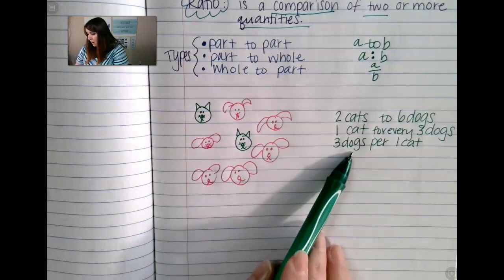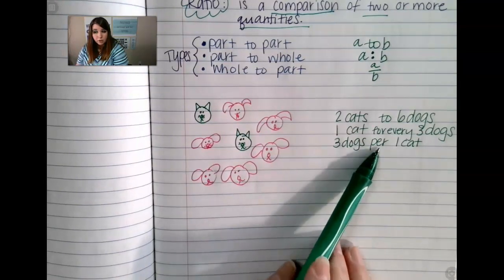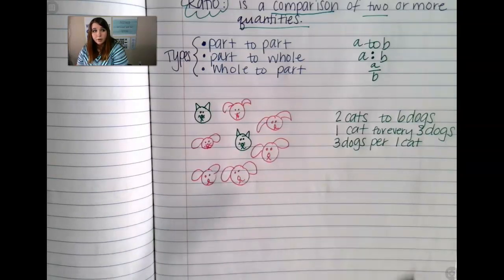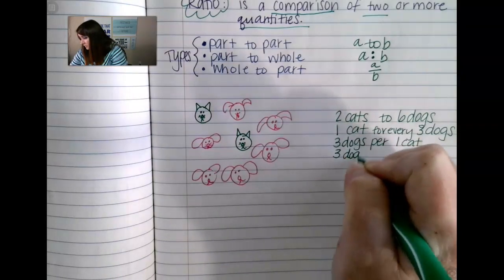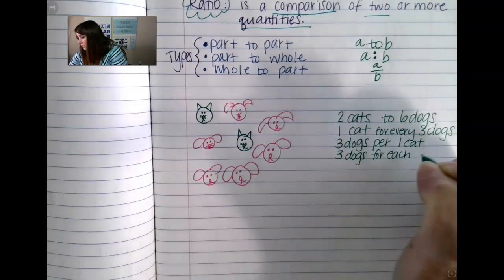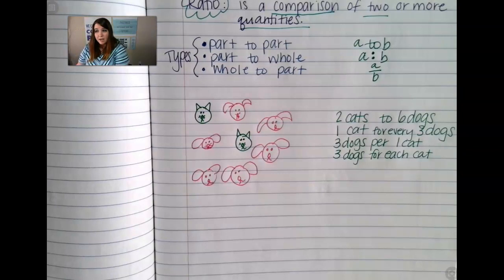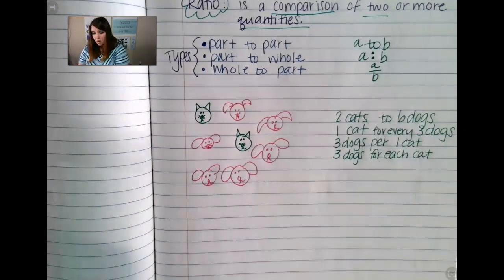So I'm doing a part for every part. Our clue word there is the word per. And then I could say that there are 3 dogs for each cat. For each is a clue word that says, hey, you need to write a ratio. So these are our clue words for ratios.